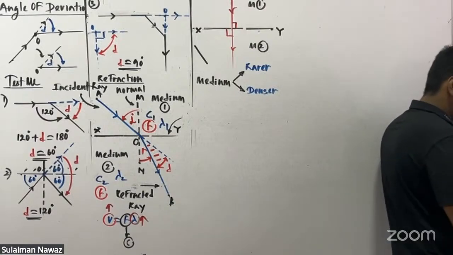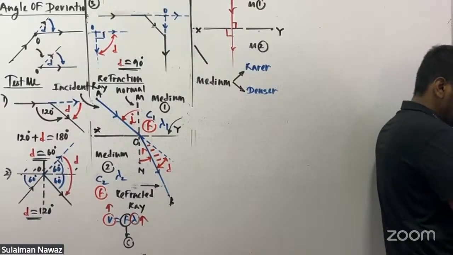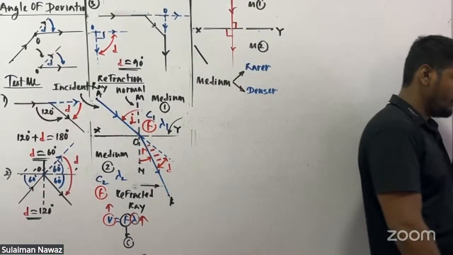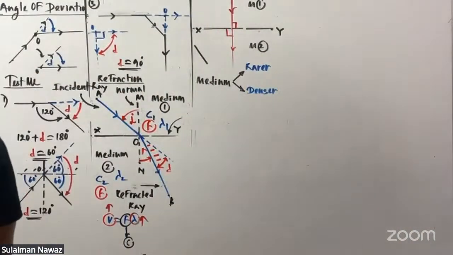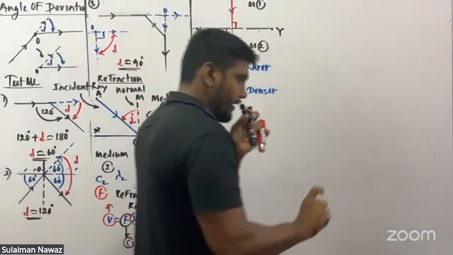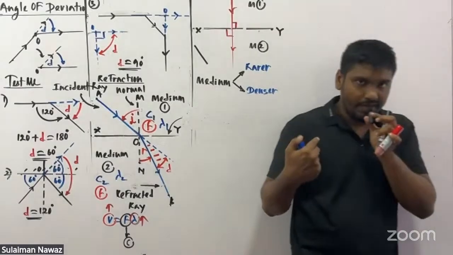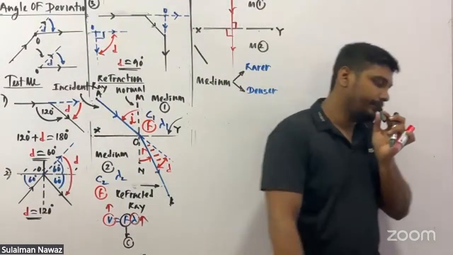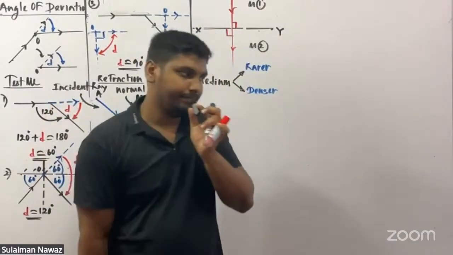Rare medium: the medium in which the velocity of light is high relative to the other medium.